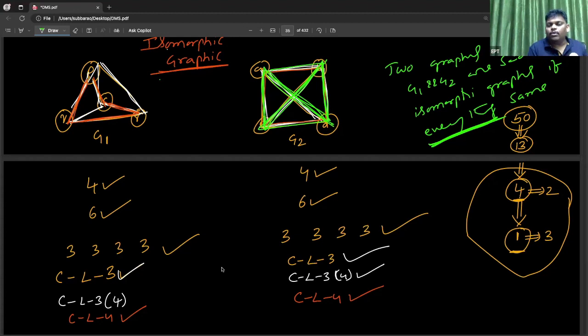Now, if you want to check whether two graphs are isomorphic or not, what is the easiest way of saying? Everything same. Just show me something different. If there is even one difference, they are not isomorphic.